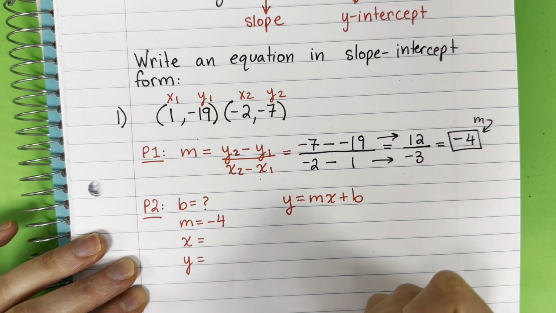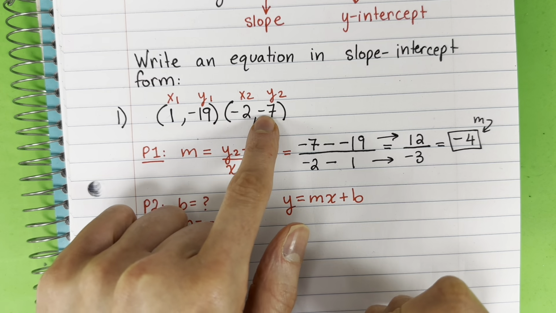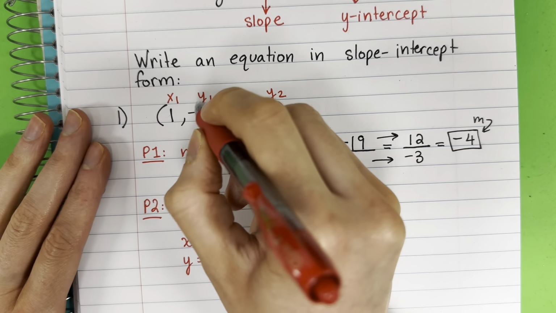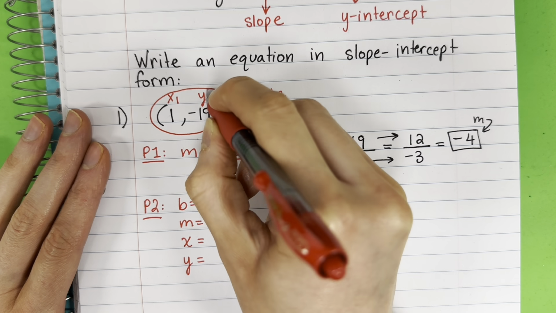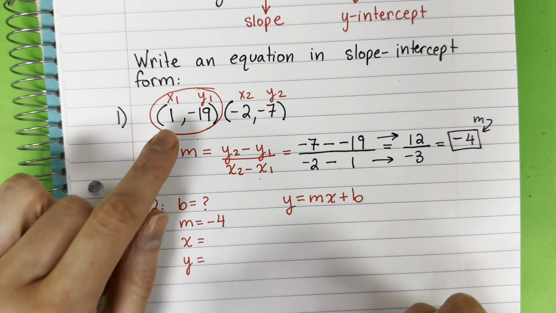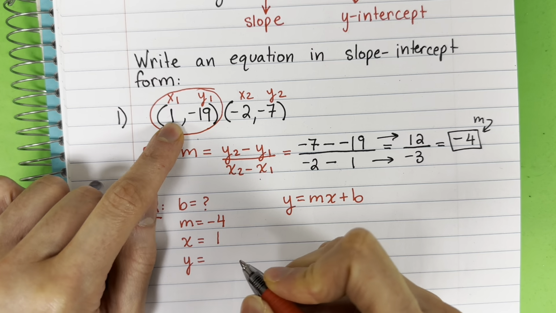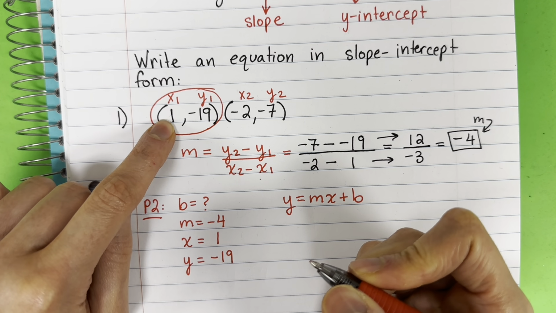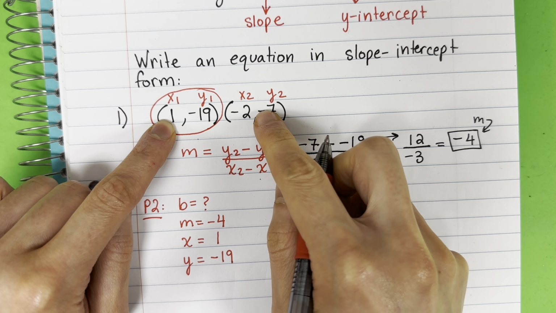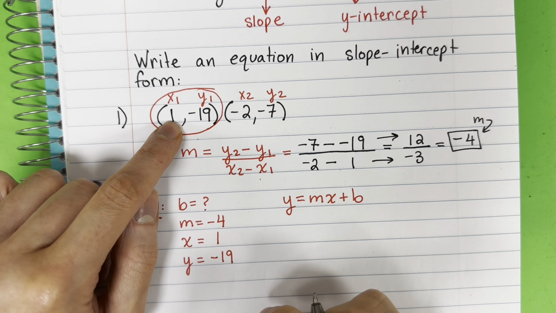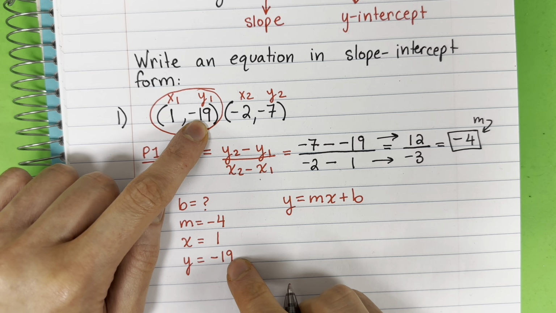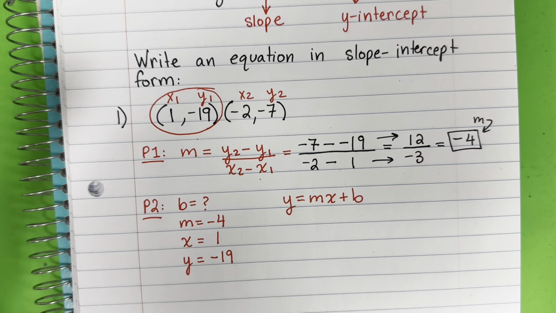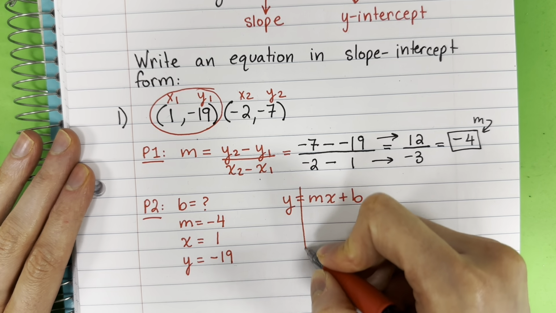So what you're going to do to get x and y is you're going to pick one pair. It doesn't matter which pair. It's your decision. I'm going to pick the first pair. So I do want to note, though, if I pick x1, then I must use y -19. I cannot pick one number from here and one number from here. You can't do that. It's either x1, y -19, or x -2, y -7. All right, let's go ahead and input the numbers in our equation.